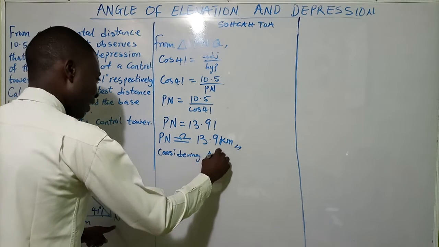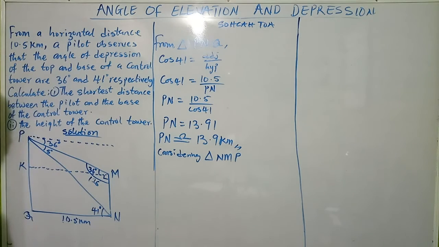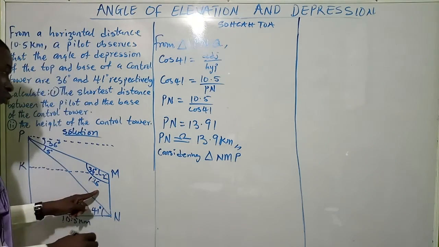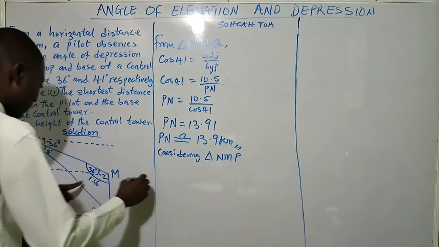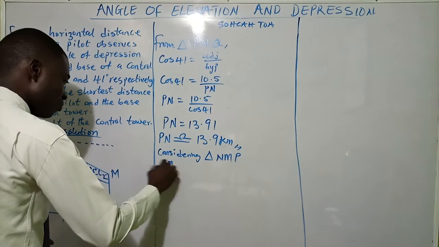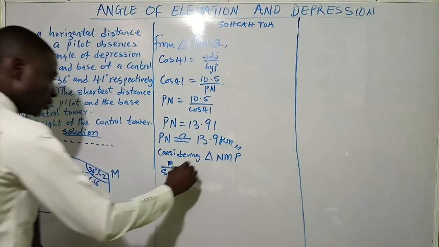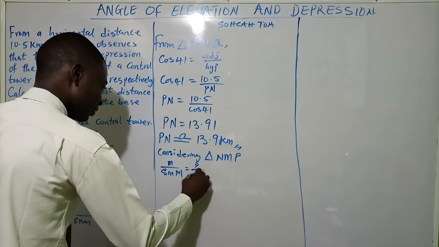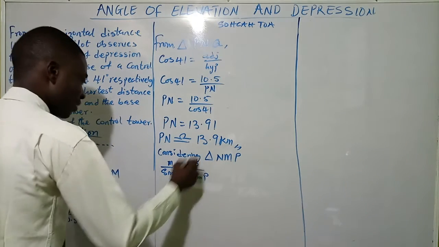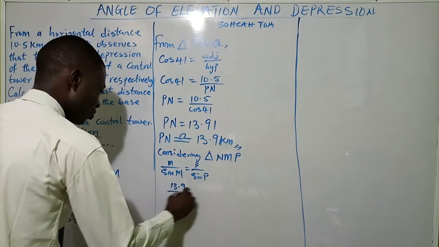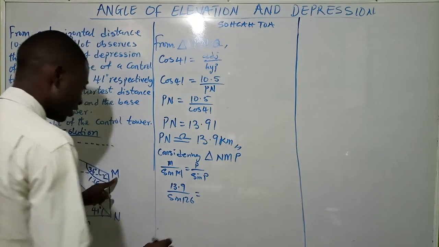So considering triangle NMP now, we're going to use the sine rule here. So that will be: m over sine M is equal to p over sine P. Now I know m, small letter n, is PN, we have calculated that, 13.9 over sine 126 equals p.